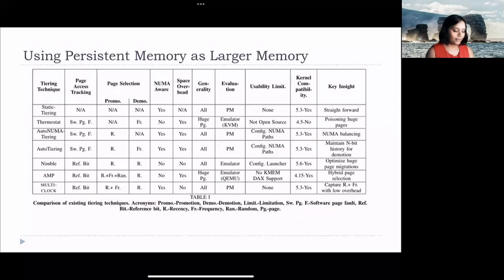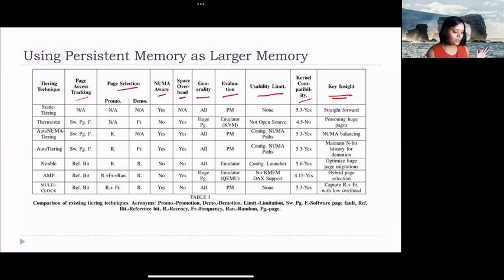In summary, if we want to compare all these different memory tiering techniques under different axes of page access tracking: what page selection mechanism they use, are they NUMA aware, how much space overhead they incur, what is the generality, as in is it applicable to all types of pages or just the huge pages, how are they evaluated, usability limits, how practical it is to implement, deploy and use them, current compatibility, what open source kernel versions of Linux support them, and what is the key insight behind these research works.